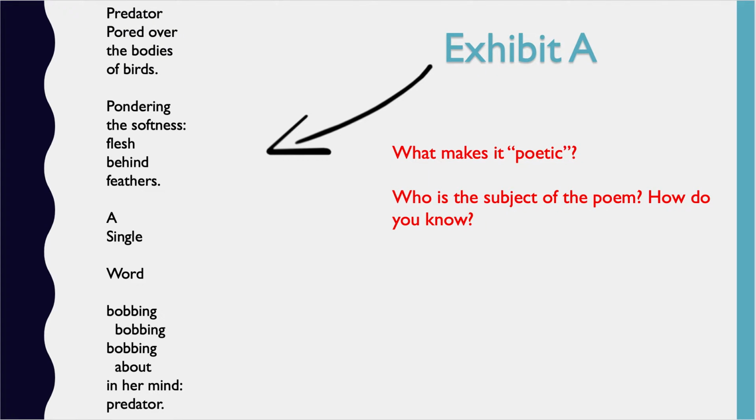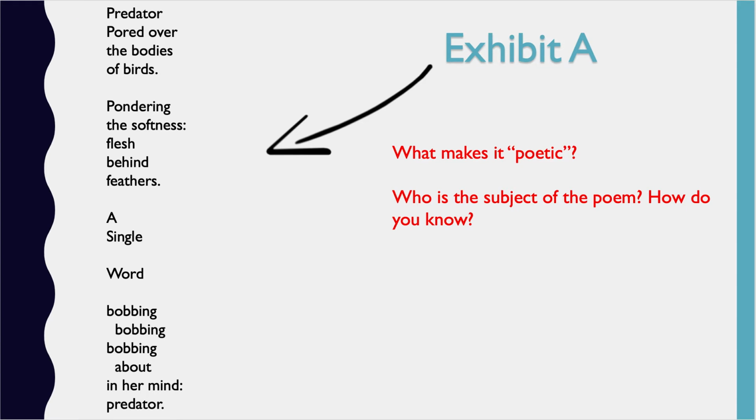So let's take a second to look at Exhibit A. We're going to read this poem and talk about it for just a second. I'm going to read it aloud to you so you can hear it as you follow along. Predator pored over the bodies of birds, pondering the softness, flesh behind feathers. A single word, bobbing, bobbing, bobbing about in her mind. Predator. What makes this poetic?